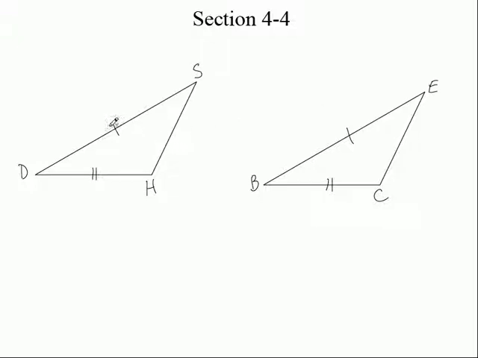That's right. Okay, if I know that all 3 sides of this triangle are equal to all 3 sides of this triangle, that's enough. I don't have to know anything about the angles. I know that those 2 triangles are going to be congruent to each other. You with me? But for some reason, they don't tell you that SH equals EC. But they do tell you this. They do tell you that angle D equals angle B.